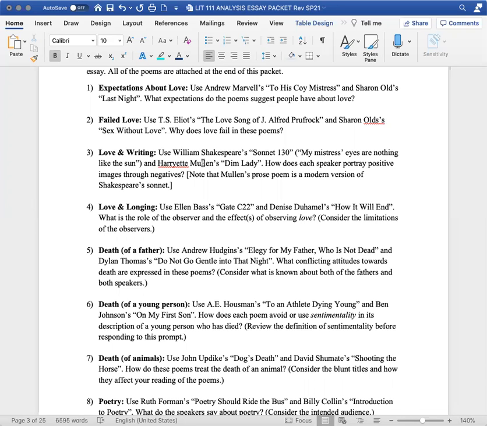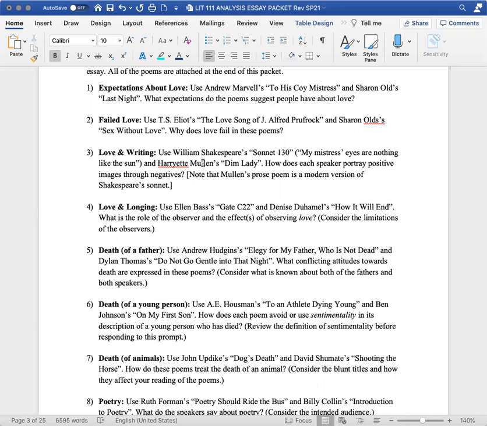Okay. Number 3, love and writing. You use William Shakespeare's Sonnet 130 and Harriet Mullen's Dim Lady. We've already discussed one of these poems. So how does each speaker portray positive images through negatives? And note that Mullen's poem is a prose poem, and it's a modern version of Shakespeare's sonnet.